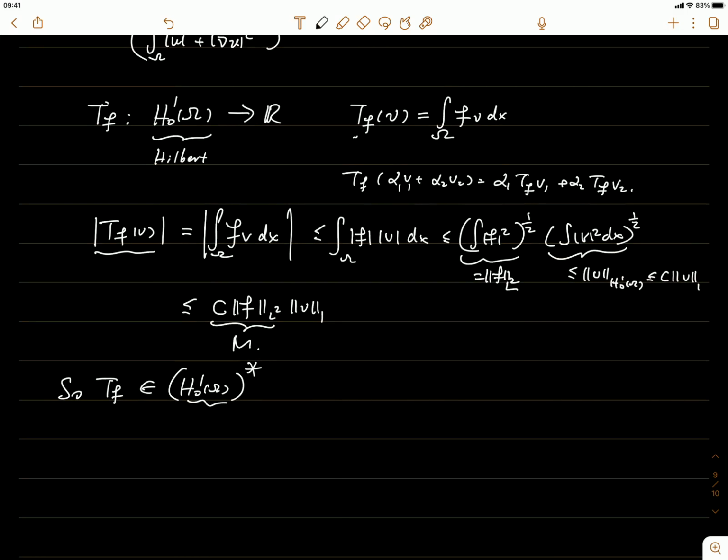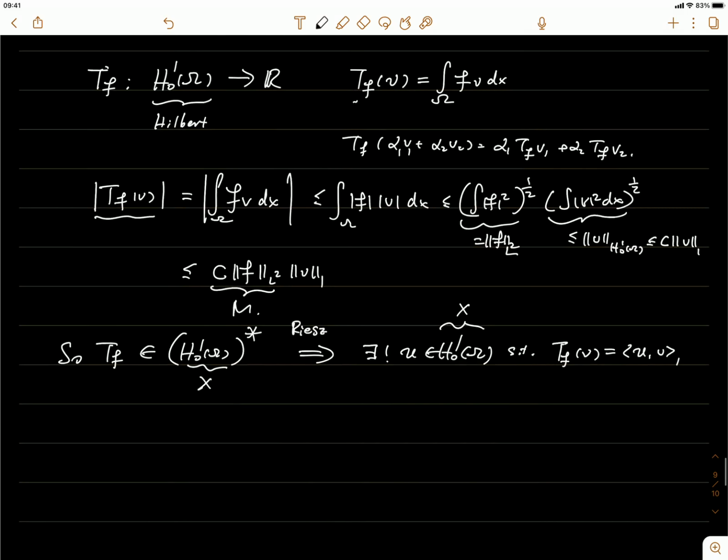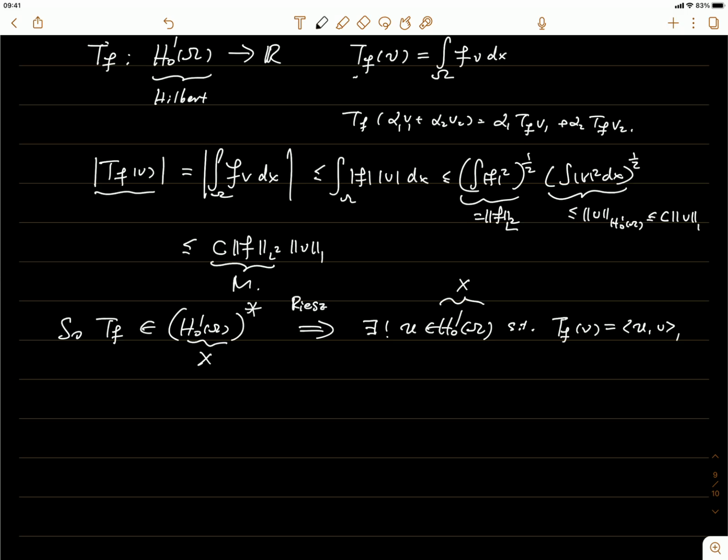Okay, so this is like the X we had in the Riesz representation theorem. It's a Hilbert space, and the T_f is a bounded linear functional. And this implies, by the Riesz representation theorem, that there exists a unique function u in H_0^1(Ω), which is also just X, such that T_f(v) is equal to the H_0^1 inner product of u and v. Right? That's what we proved in the Riesz representation theorem.